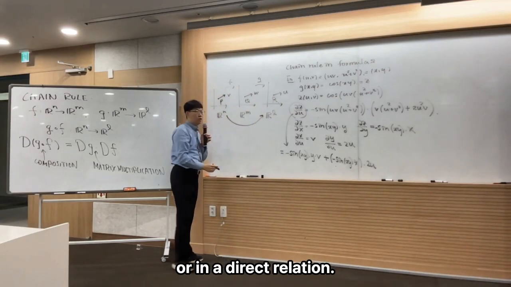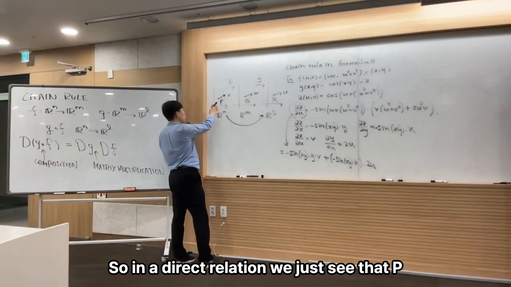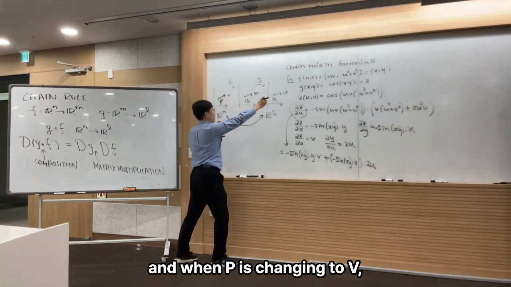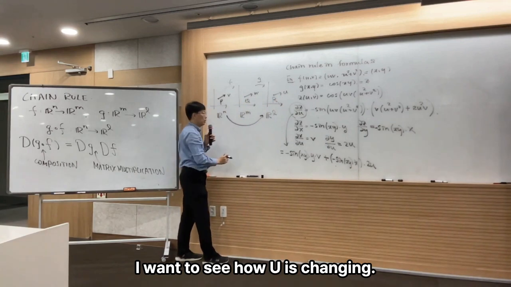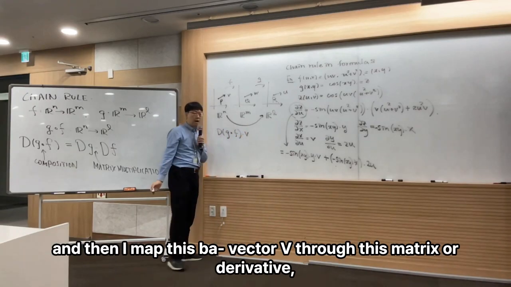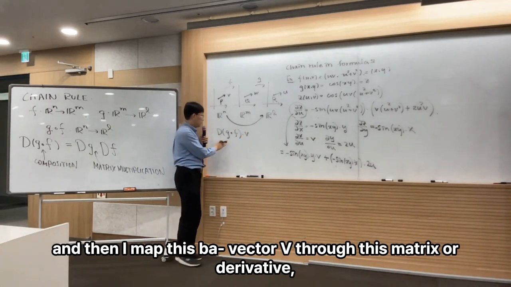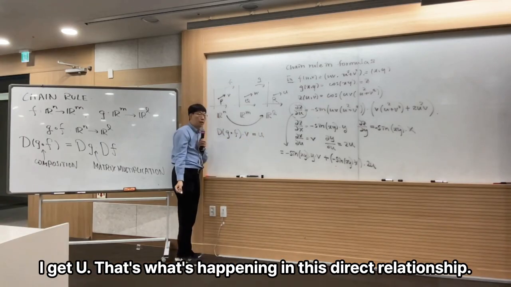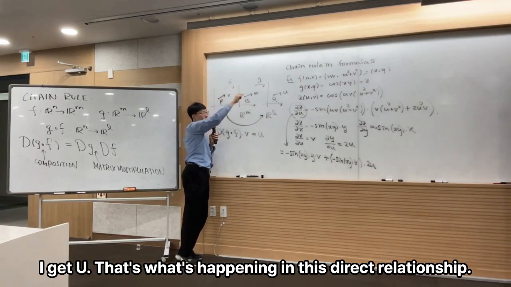in a direct relation. So in a direct relation, we just see that P is mapped to R, and when P is changing by V, I want to see how U is changing. So in that circumstance, what happens is I have D of F composite G, and then I map this vector V through this matrix or derivative, I get U. That's what's happening in this direct relationship.